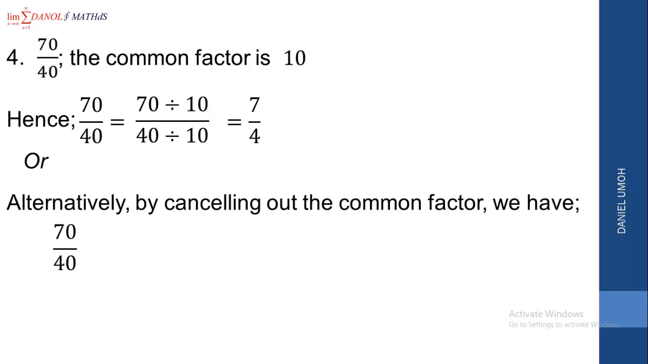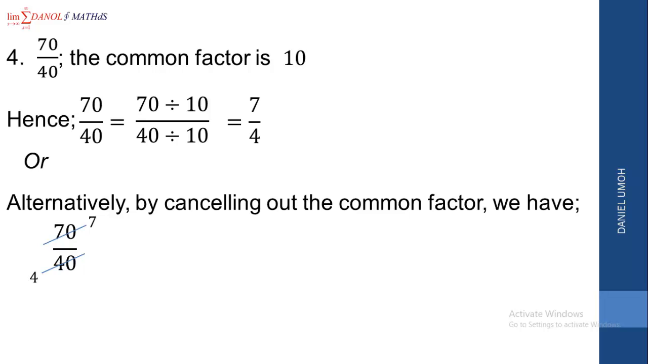Alternatively, we can use the second method by cancelling out the common factor. We have 70 over 40. Now, the common factor is 10. So if we say 10 goes into 70, that is what? 7. And we also say 10 goes into 40, that is what? 4.